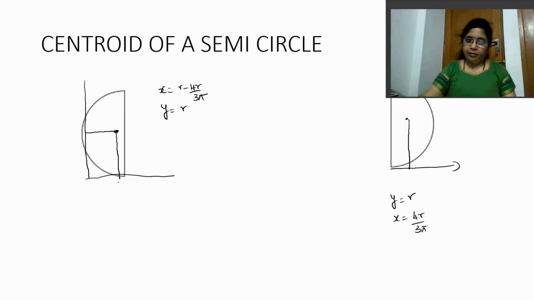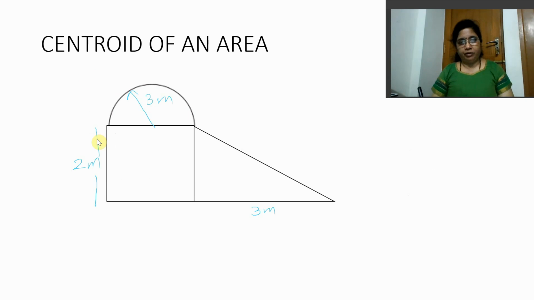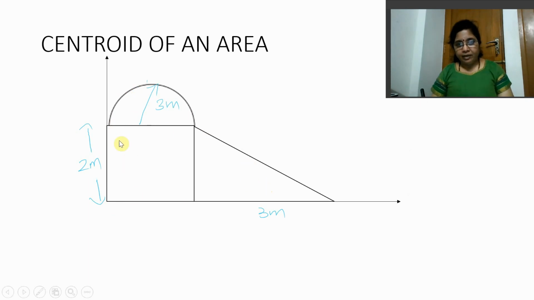Let us work out a couple of problems here. Now, I have a figure here. I have a rectangle, I have a triangle, I have a semicircle. As usual, first we draw the x-axis and the y-axis. I have three different figures, as you can see, a rectangle, a triangle and a semicircle. What do we do? Yes, we develop a table and we find out each of the parameters.